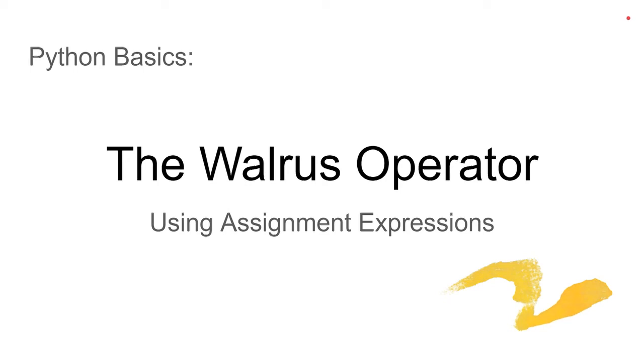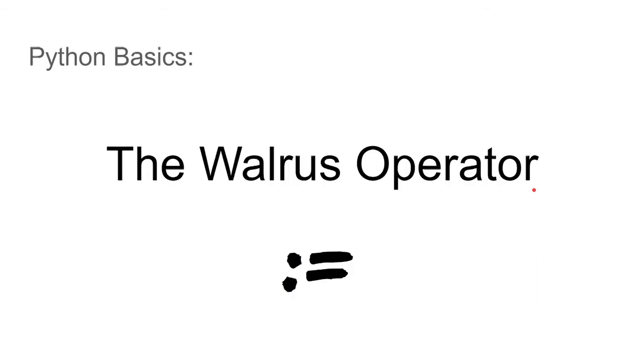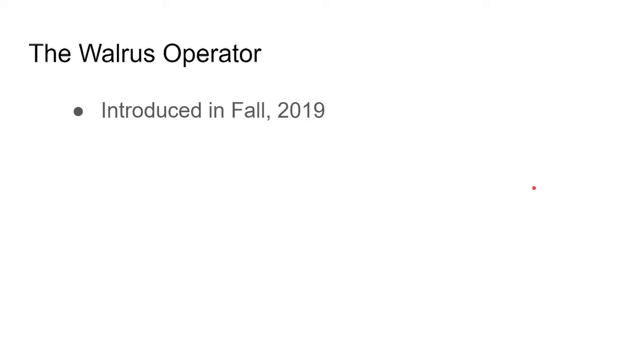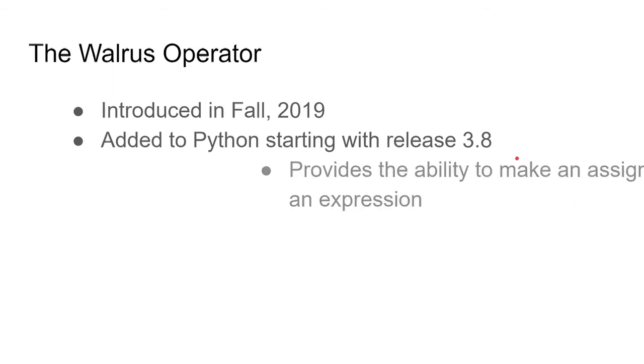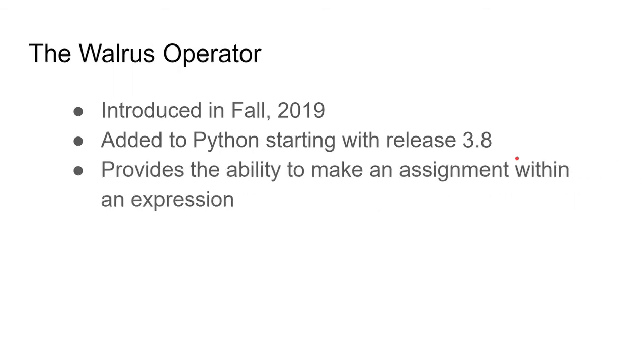Okay, so you asked me about the Walrus Operator, and so I put together this little presentation for you. The Walrus Operator looks like this. It's a colon followed by an equal sign, and it was introduced in 2019 and was added to Python starting with release 3.8.